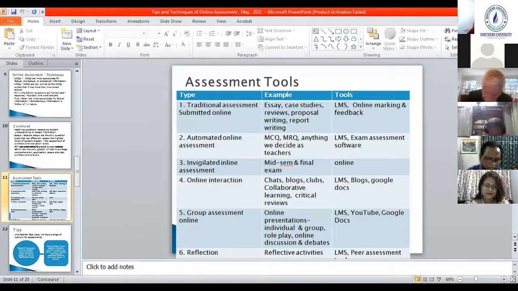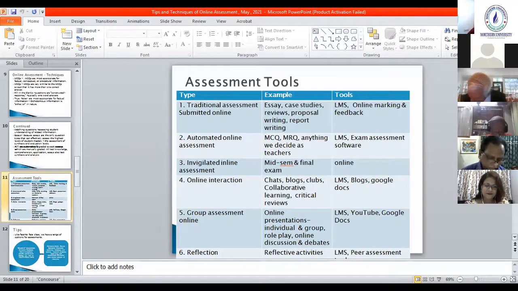Online interaction. Well, as he rightly said, chats, blogs, clubs, collaborative learning, critical reviews, these are all examples. And then, LMS helps and there are blogs which can be seen, then Google Docs is also a very good tool as far as the online interaction is concerned. I found Google Docs very, very useful as far as the online interaction is concerned.